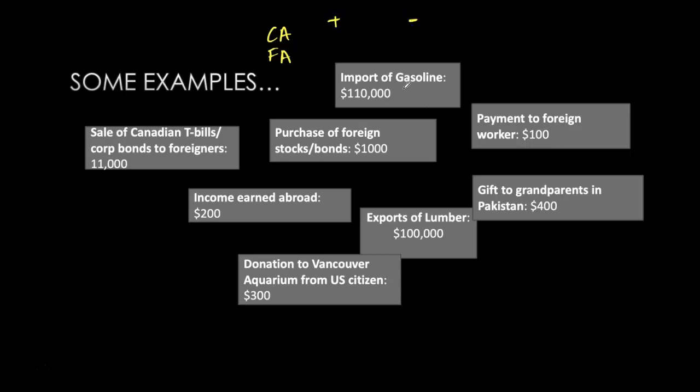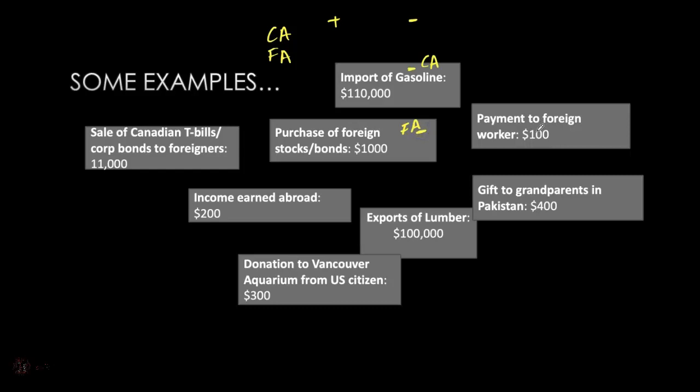So let's start with import of gasoline. When we are purchasing gasoline from abroad, that's a use of cash and it is part of our current account. Next, I have purchase of foreign stocks and bonds. When we are purchasing stocks and bonds, remember, we are generating an outflow. Money is flowing out and this is creating a liability. So we are putting this under our financial account.